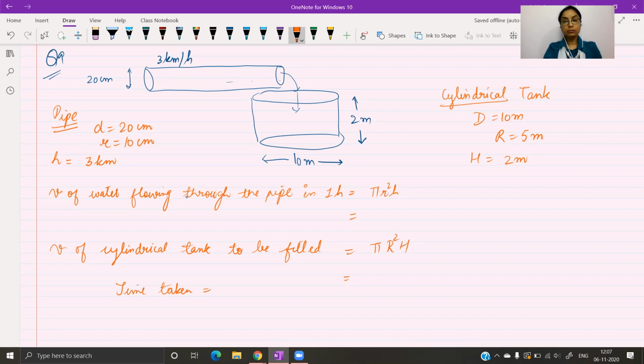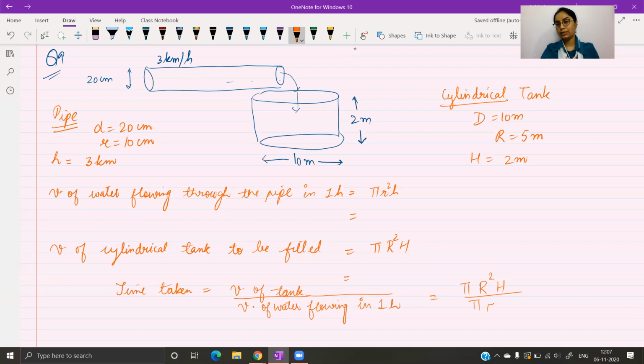Time taken. How would you find out the time taken? Ma'am, required time equal to volume of cylindrical tank over area of face of pipe into length of water. Okay. So sectional formula bol rahe ho. Section into the speed will tell you the volume of the water flowing. So volume of the water flowing in 1 unit time. This will be pi r square h over pi small r square h. Simplify and obtain your answer.